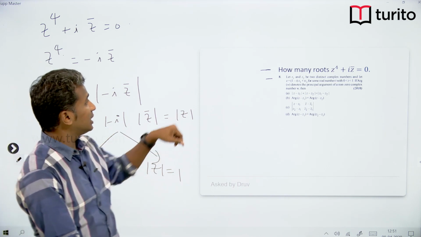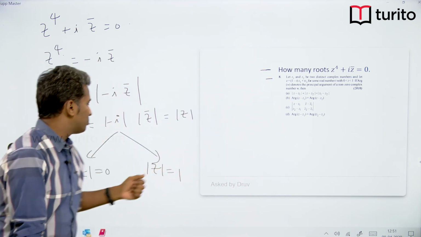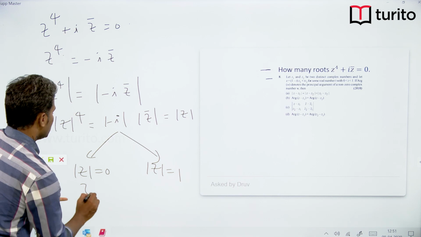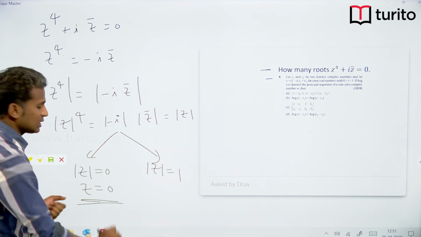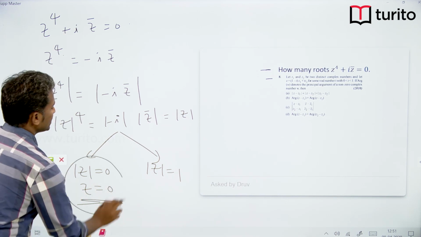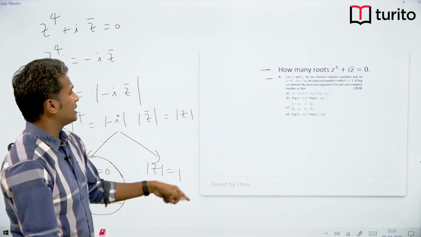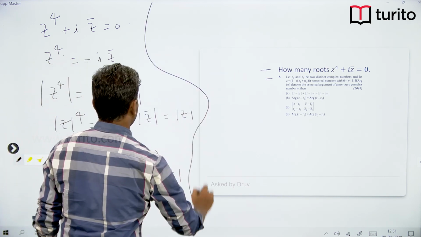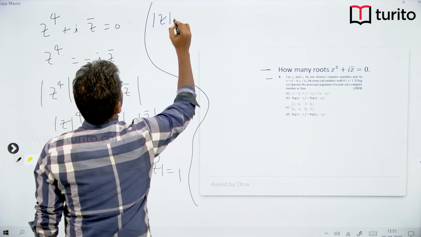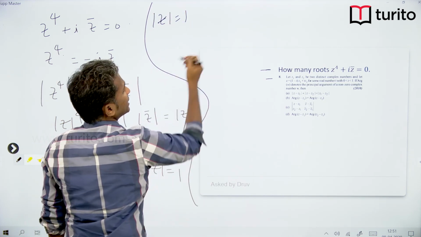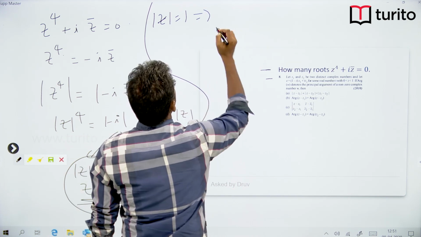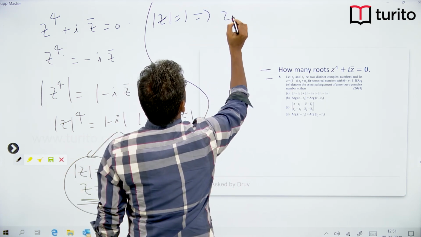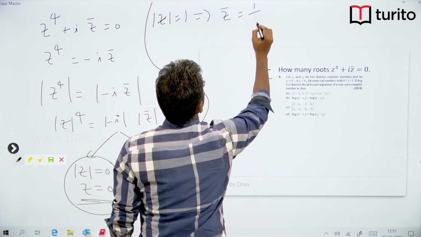If mod z is 1, then also we have to solve. But for mod z is 0, it obviously means that z is equal to 0. We got one solution here. If mod z is 1, then how do we proceed? For that we have to take that case and solve it separately. So, if mod z is 1, we can always write z bar as 1 by z.